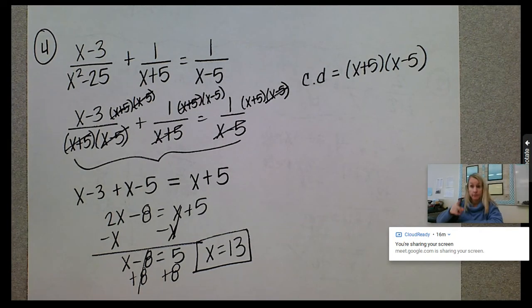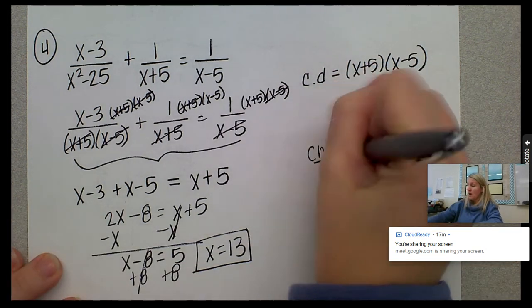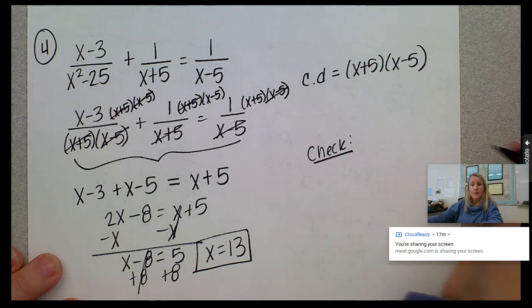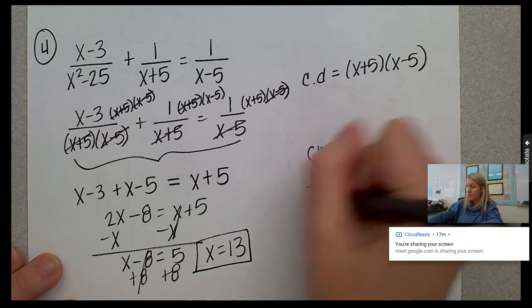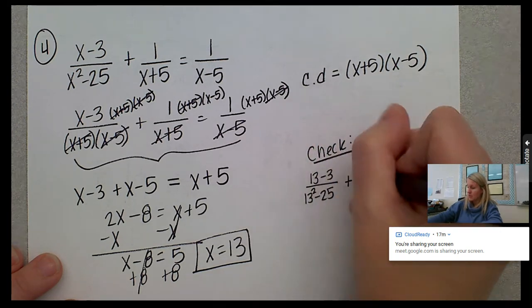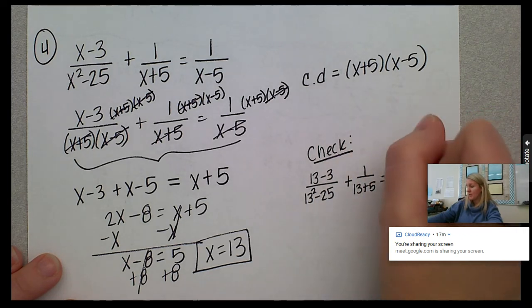I'm never done. I have to check my answer. You could use a calculator, you could use your brain, you could use whatever you please. Just make sure that the left side equals the right side. So that gives me 13 minus 3 over 13 squared minus 25, plus 1 over 13 plus 5, equals 1 over 13 minus 5.